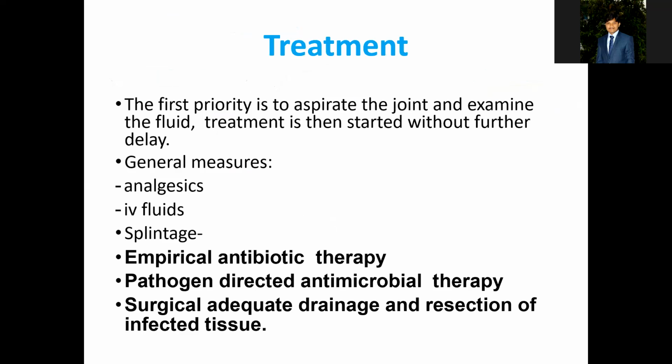And the treatment of septic arthritis: first priority is to aspirate the joint and examine the fluid. Treatment should be started without further delay, with general measures, analgesia and splintage in the functional position to decrease the deformity. Before the culture sensitivity report comes, we start with empirical antibiotic therapy first. Then after the report, we go with definitive antimicrobial therapy.